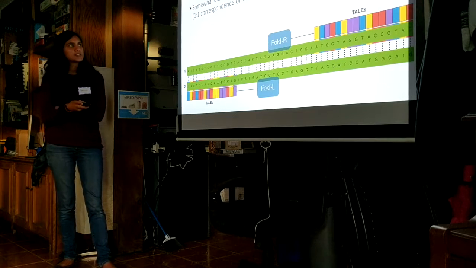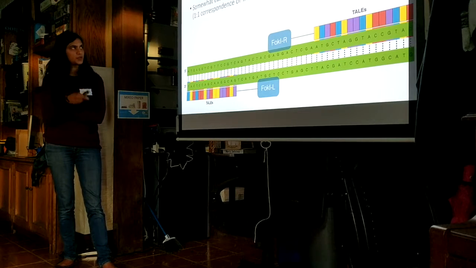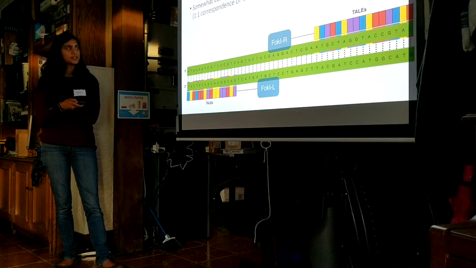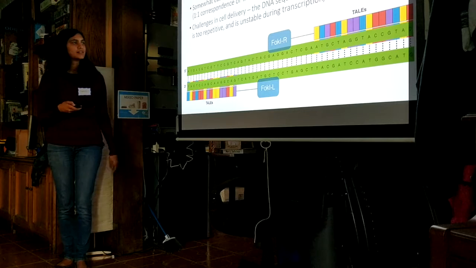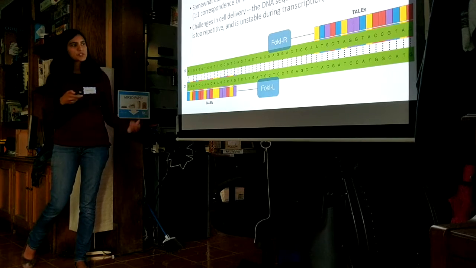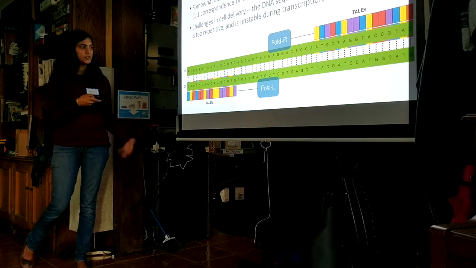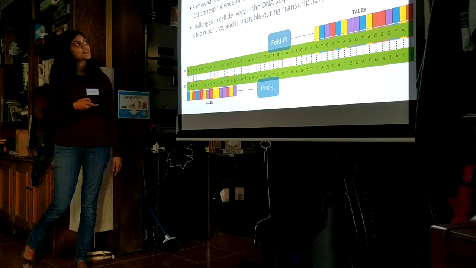And this was somewhat easier to engineer because, again, there's a one-to-one correspondence of TAL effector to nucleotide. But it had its own other challenges. The DNA sequence that codes for it is very, very repetitive, and it turns out that very repetitive DNA sequences are unstable during transcription and translation and can get, like, the sequence can get reordered. So it's still pretty challenging to make new TALENs, sorry.